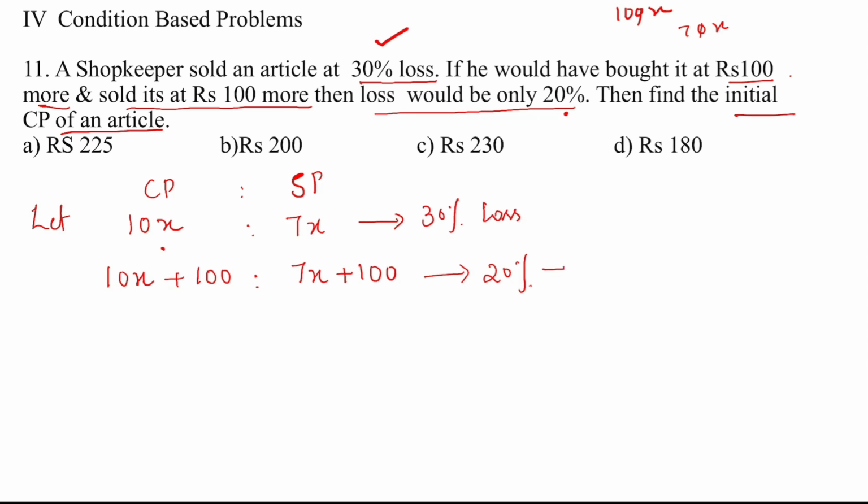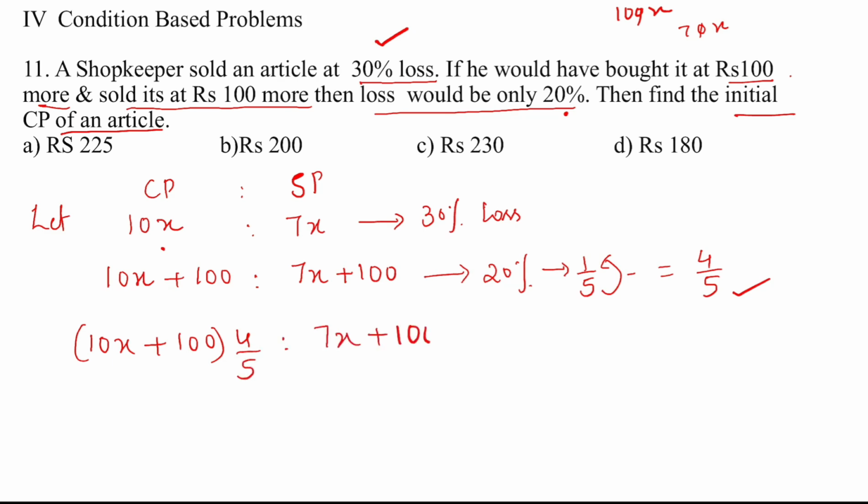So what is 20%? It is 1 by 5. So in 5 parts, 1 part is loss. So 5 minus 1 is 4 by 5. Therefore the factor is 4 by 5. This factor multiplied with the cost price will give us the selling price, isn't it? Whatever this factor is, if it is multiplied with the cost price, that will give us the selling price. Okay. So then cross multiply.